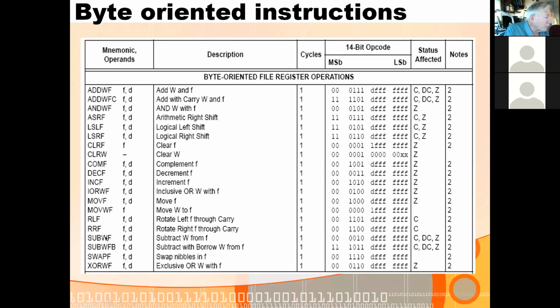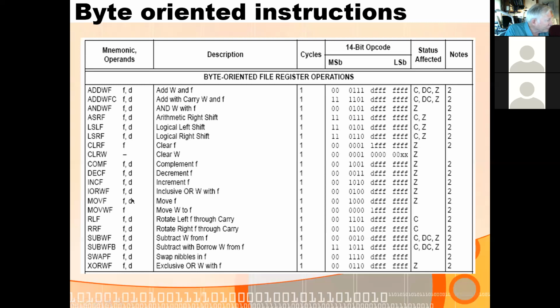Subtract with borrow, subtract W from F. Subtract with borrow just means you use the carry bit. Rotate through carry right, rotate through carry left. And then the most important one is move W to F. So you take the contents of the W register and you store it in a file register. And here, move F, you take the contents of a file register and you store it in W.